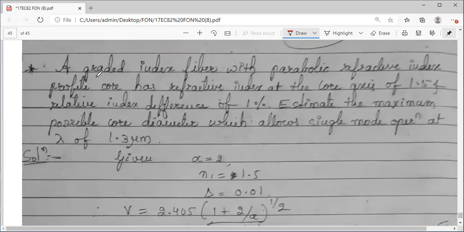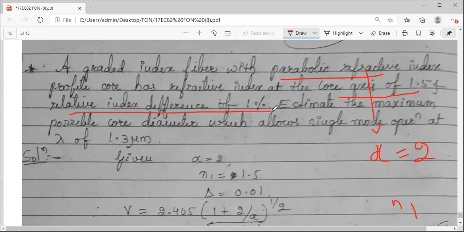One more simple problem. A graded index fiber with a parabolic refractive index. So parabolic means graded index. Remember, directly alpha value is given to you, indirectly alpha is equal to 2. Okay. Then core axis of 1.5, that is the refractive index n1 is given to you as 1.5, the refractive index at the center, the axis. Then 1% delta is given to you. Estimate the maximum possible core diameter.